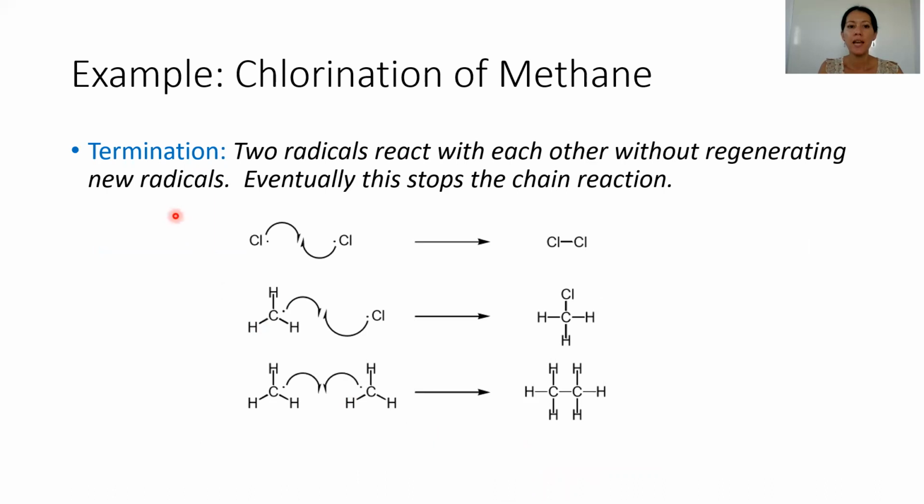The termination step is any two radicals joining to form a neutral molecule. Eventually, this stops the chain reaction.